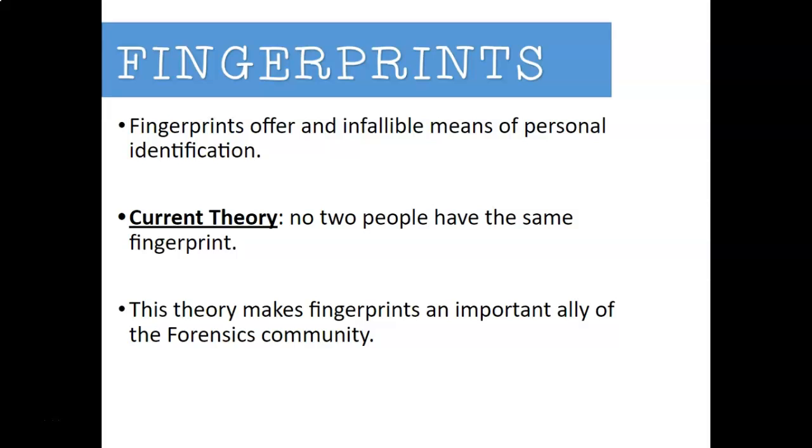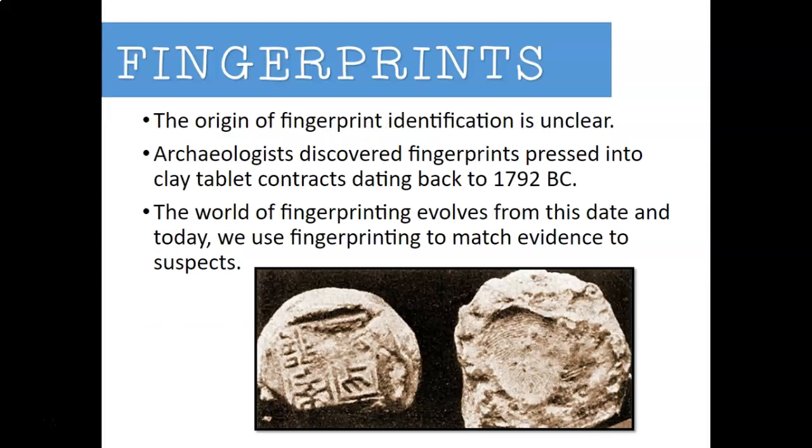So to get started, let's just talk about what they are. Fingerprints at this point in time offer an infallible means of personal identification because the current theory is that no two people have the same fingerprint, right? So if that is true, that means that if a fingerprint is left at a crime scene or something, it can be traced back to one singular person and one singular person only. This is a huge ally for the forensics community because it's a perfect way to identify a criminal or someone who is at a crime scene.